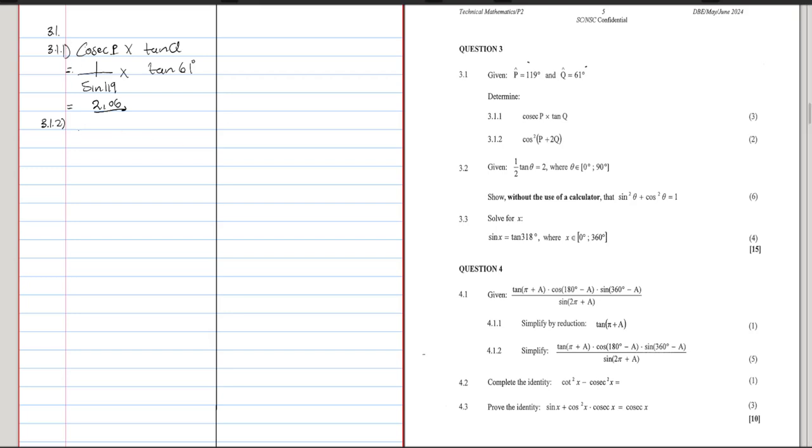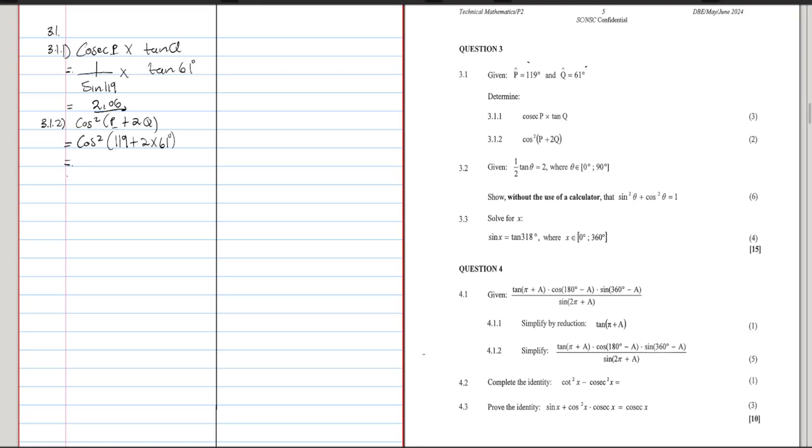So for that one we get cos squared of p plus 2q. So therefore we're gonna have an equal sign, cos squared, and then p, it's 119. I thought it was 116. Then 2 multiplied by 61 degrees equals 2. Alright, on paper that's how you're gonna write it, but on the calculator this is how you're gonna do it.